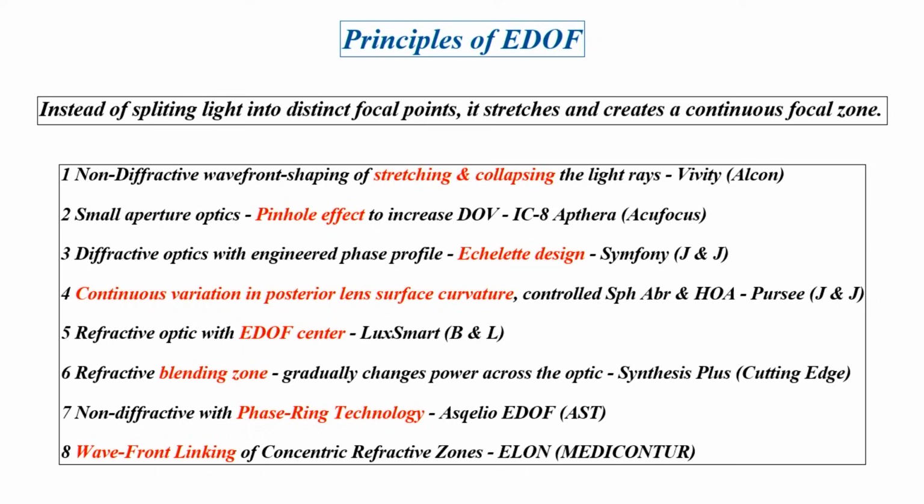Another one says continuous variation in the posterior lens surface. That's the Pure C. We have an EDOF center with a refractive optic. Looks smart. We have a refractive blending zone, which gives a gradual change of power across the optic. That is the Synthesis Plus. You have a non-diffractive phase ring technology. This is one more. And then we have a wavefront linking of concentric refractive zones. So each one comes with fancy terms. We don't decipher this. We have to see how these function.